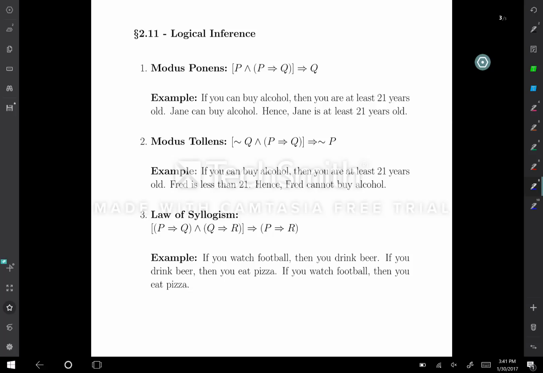And then lastly, the law of syllogism. P implies Q and Q implies R allows us to conclude that P must imply R. For example, if you watch football, then you drink beer. If you drink beer, then you eat pizza. Hence, we can conclude, if you watch football, then you eat pizza.